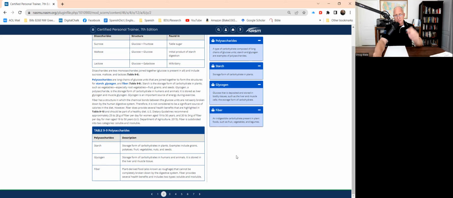Of course, the unique thing about fiber as a polysaccharide is that it doesn't have any nutritional value per se from a caloric standpoint. Humans, we don't use fiber as a source of ATP generation. Just so you know that. The key to fiber is that there's two types: soluble, insoluble. They have different functions in the digestive system.